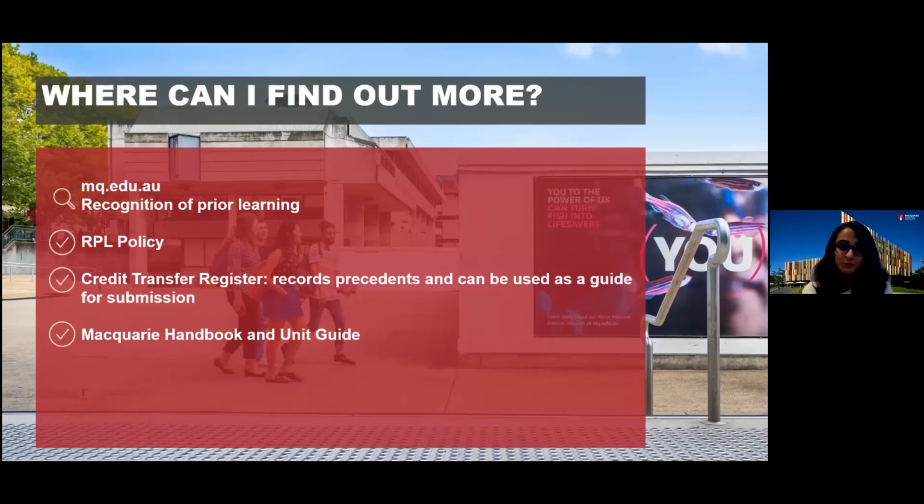If you wish to find out more information, you can head over to the Macquarie University website and search for recognition of prior learning. There, you will find the RPL policy, which is what we use to assess any RPL applications that we get. You will also find the Credit Transfer Register, which is our database and records any previous precedents. This can be used as a guide for submission. But the operative word over here is guide, because even though a previous precedent exists, that does not guarantee credit transfer. You can also find a link to the Macquarie University Handbook, which is where you will find information about your degree requirements, including required units that you're supposed to complete within your degree, and also the unit guide.